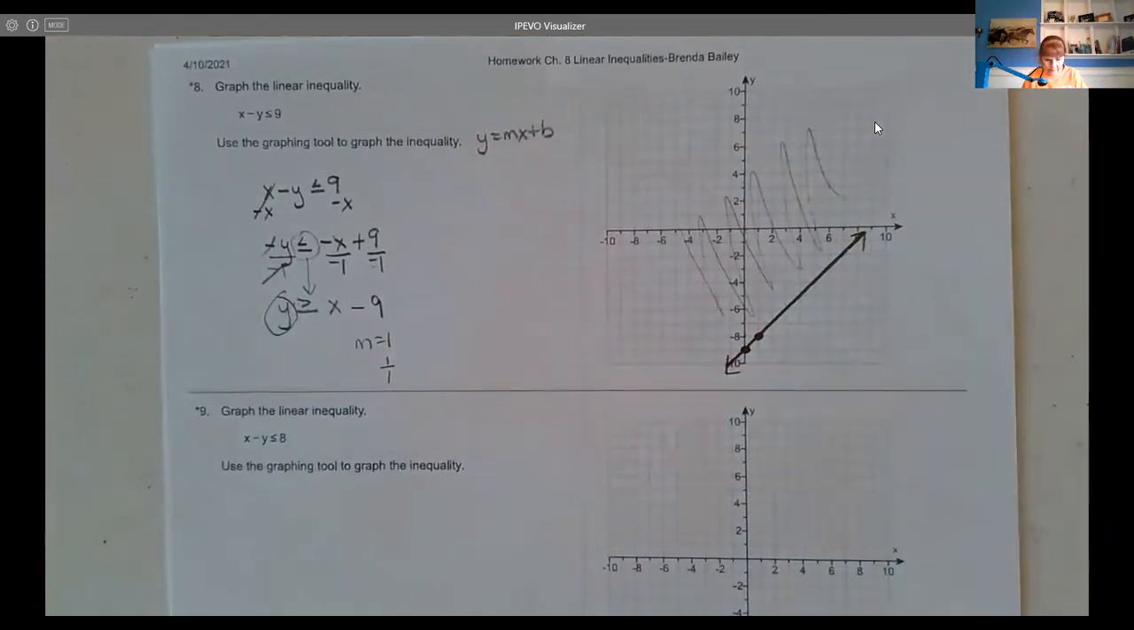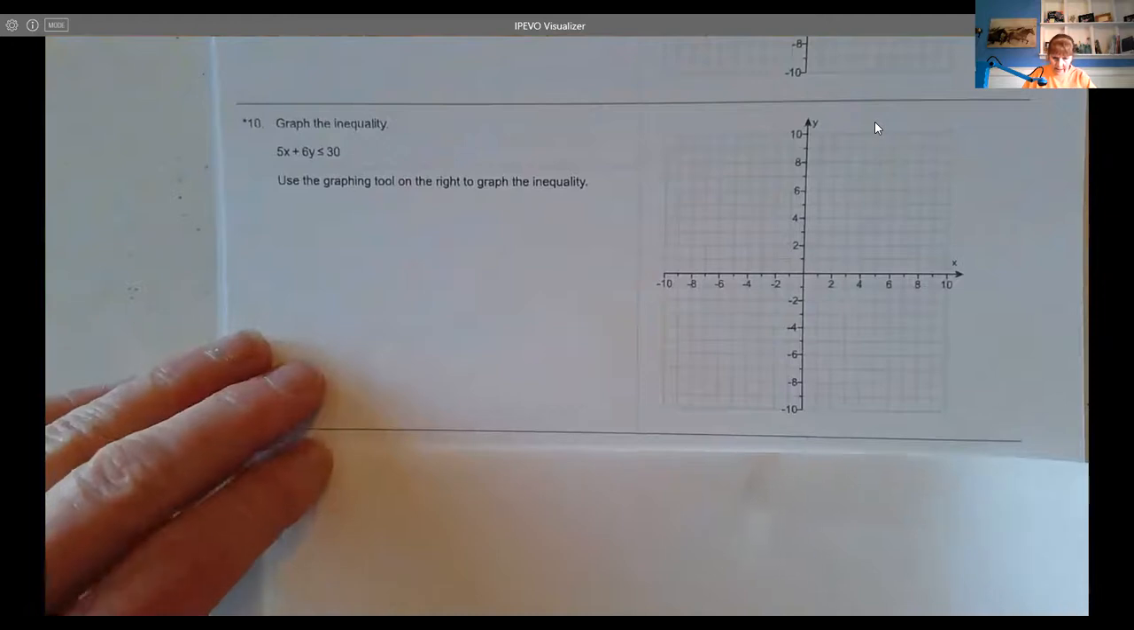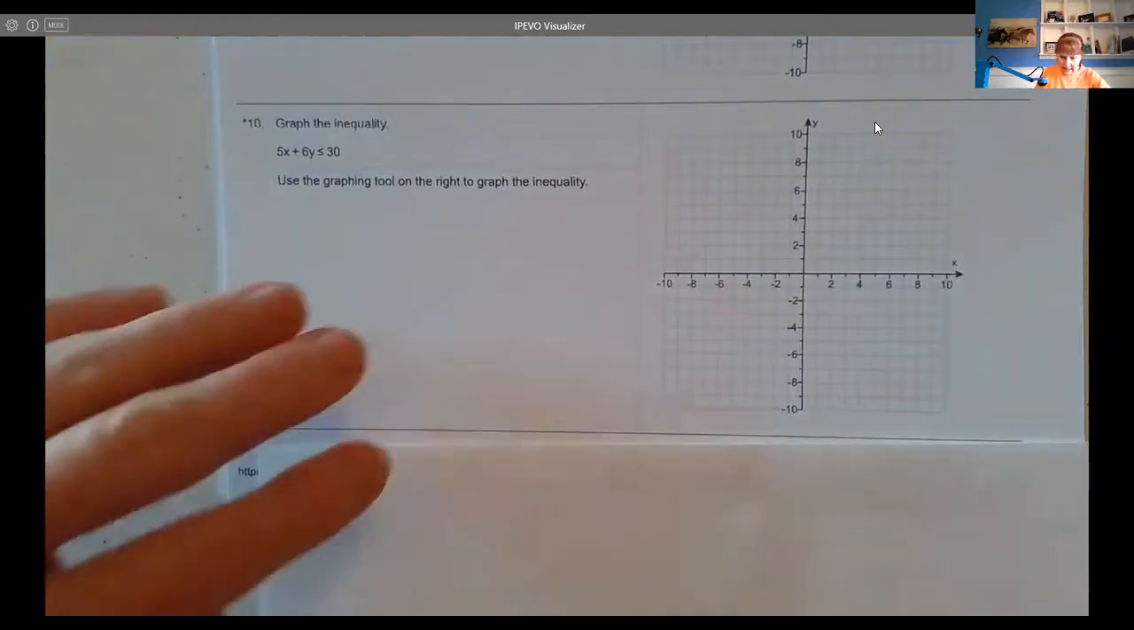Let's try another one. I'm kind of disappointed in that. Okay, let's try number 10, because number 9 is just like number 8.